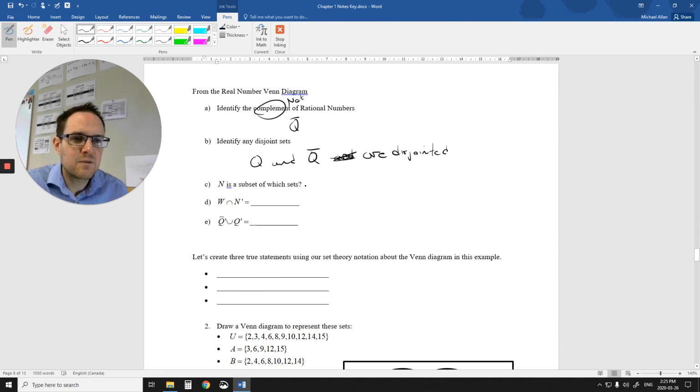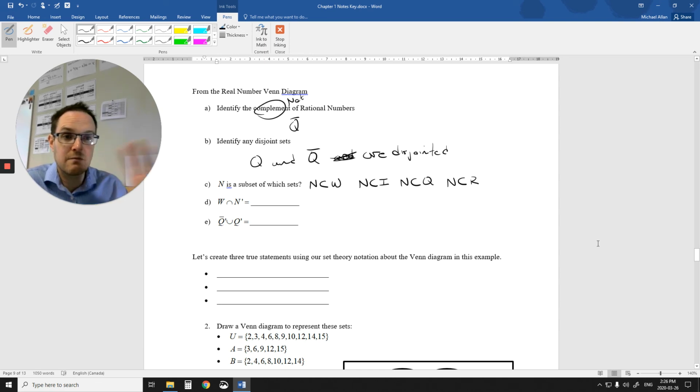N is a subset of which sets? So what does N belong to? N is the natural number, but N is completely inside the whole numbers. N is also completely inside the integers. N is completely inside rational numbers, and N is completely inside the real number system. So he's inside all of those, right? Because he's nested within them. There's no number that's outside of natural systems that doesn't belong inside a whole number.